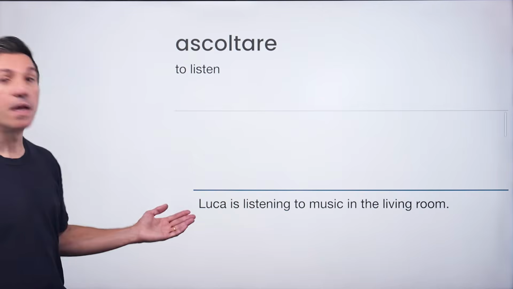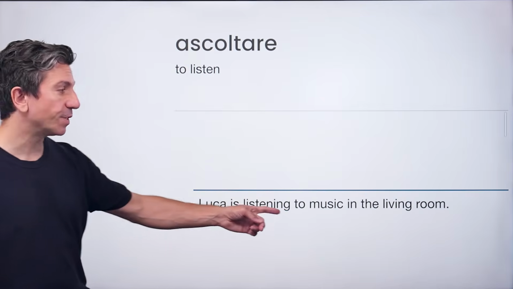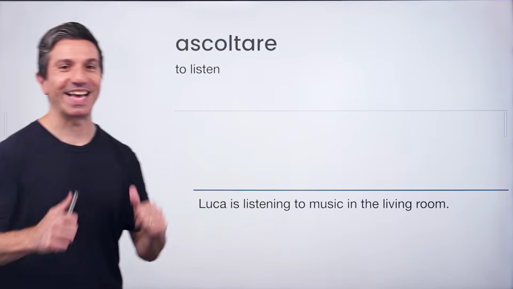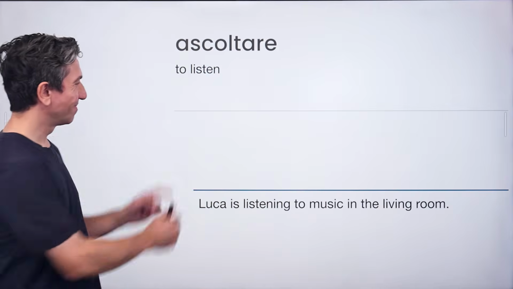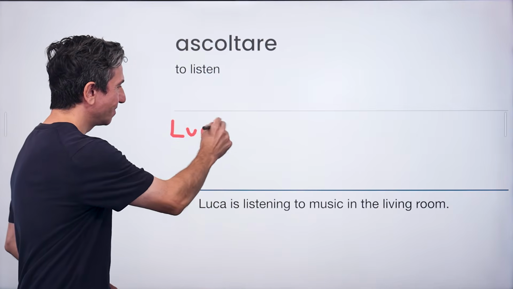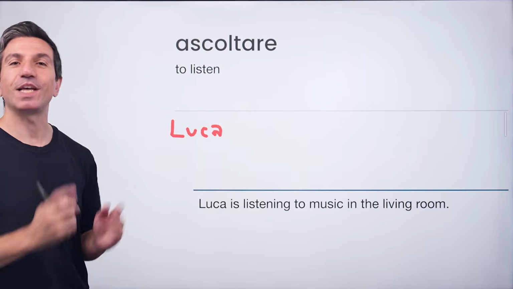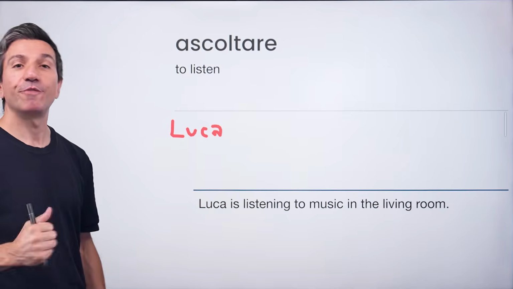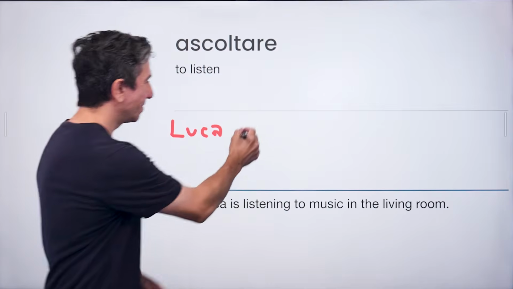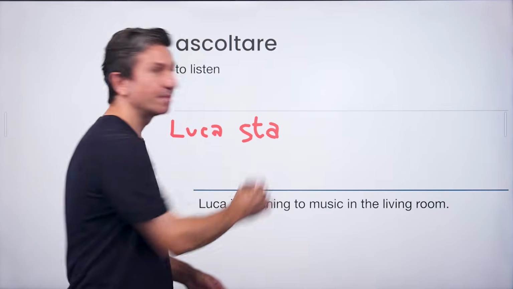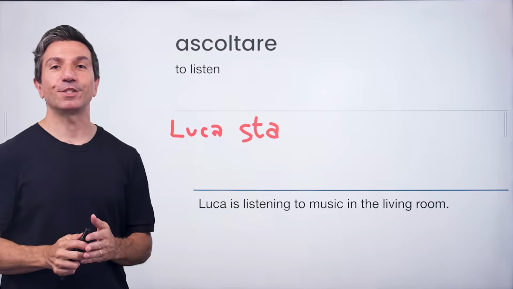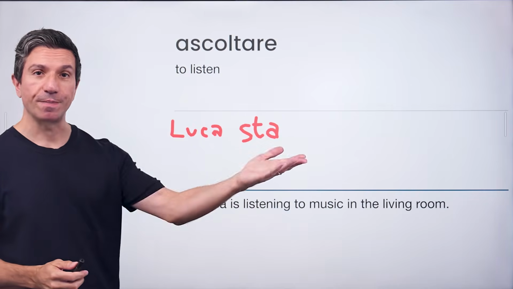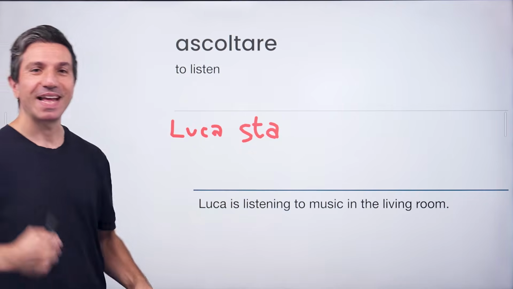Translate. Luca is listening to music in the living room into Italian. Luca, the subject, a proper name, followed by sta, the present tense of stare for lui, meaning he is. Next.